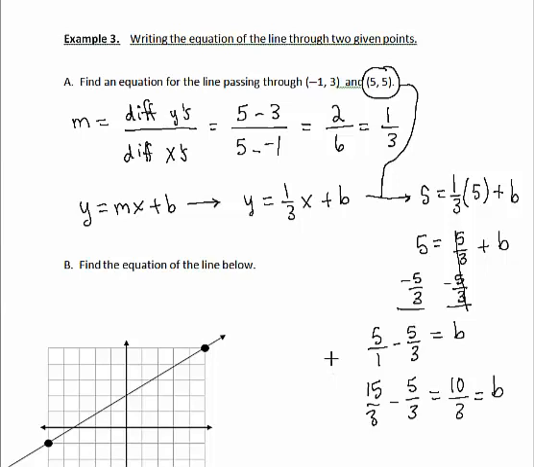It's my y-intercept. So to finish my equation for part A, I write y equals 1/3 x plus 10 over 3, and that completes the equation for my line. This is the line that passes through the points -1, 3 and 5, 5.